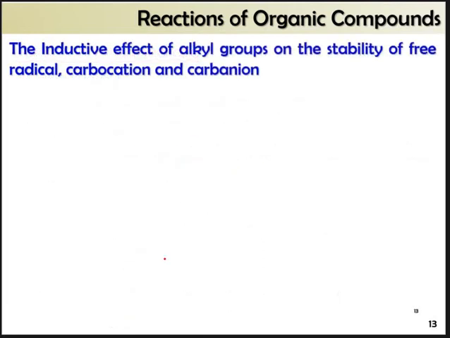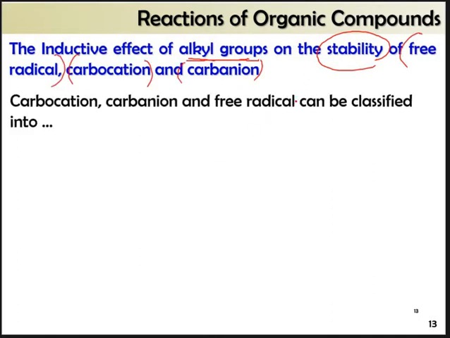So the inductive effect of alkyl group. Okay, what is inductive effect? Okay, inductive effect of alkyl group on the stability of free radical carbon. Sekarang kita nak tengok stability of our intermediate. What is our intermediate? We have 3 types of intermediate: free radical, carbocation, and carbanion. Alright, so kita tengok dia punya stability.